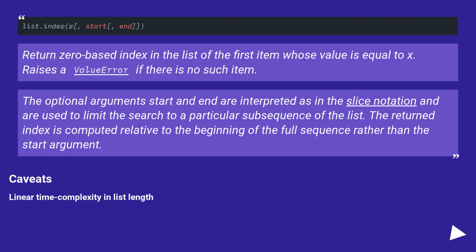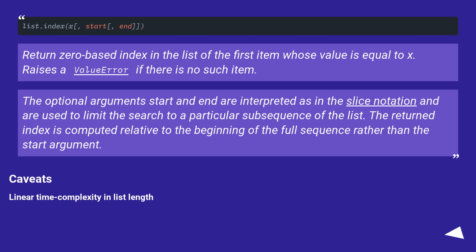Return zero-based index in the list of the first item whose value is equal to x. Raises a ValueError if there is no such item. The optional arguments start and end are interpreted as in the slice notation and are used to limit the search to a particular subsequence of the list. The returned index is computed relative to the beginning of the full sequence rather than the start argument.